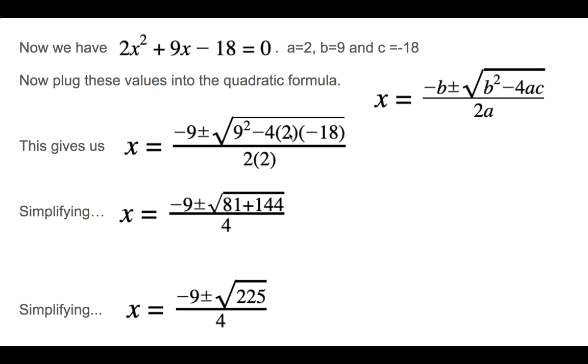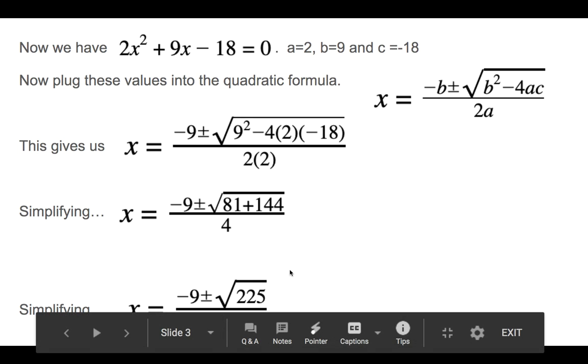However, this is where people mess up the most, with the minus 4ac. We have a negative times a negative. Anytime we have an even number of negatives, we're going to end up with a positive. If we have an odd number of negatives, we're going to end up with a negative number here. And so when we multiply this through, we get 81 plus 144. Add those two together, we get 225.